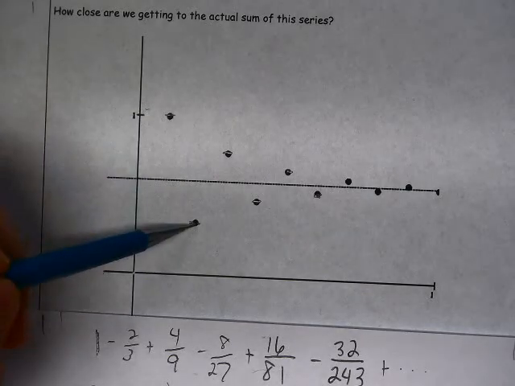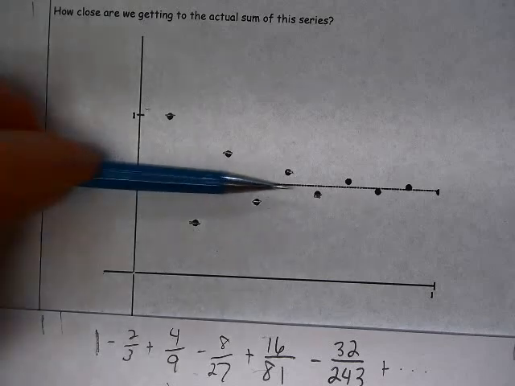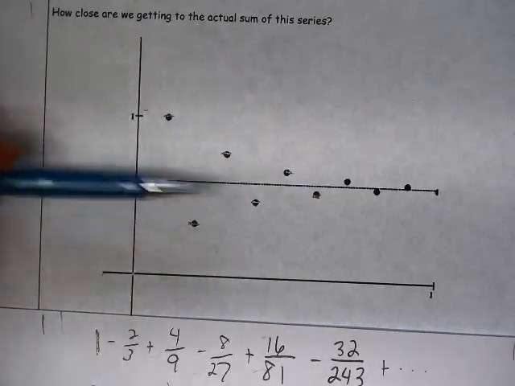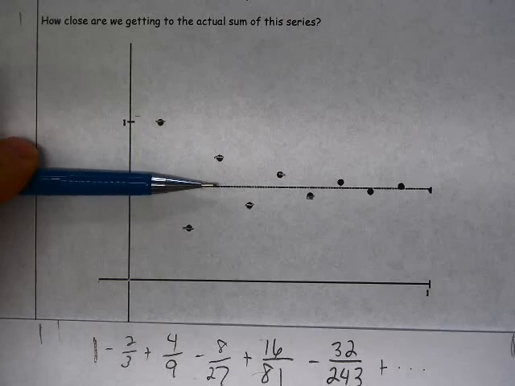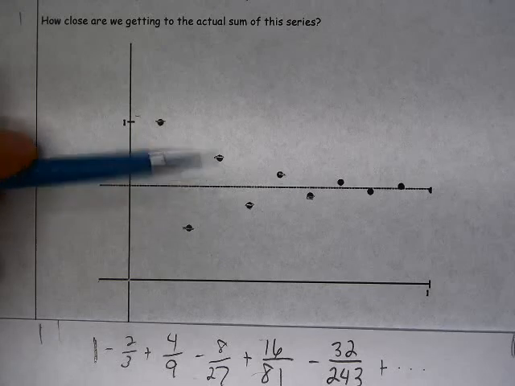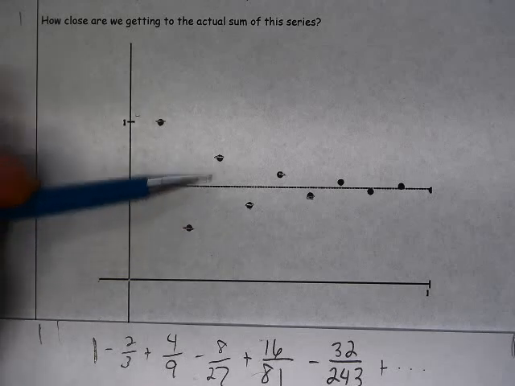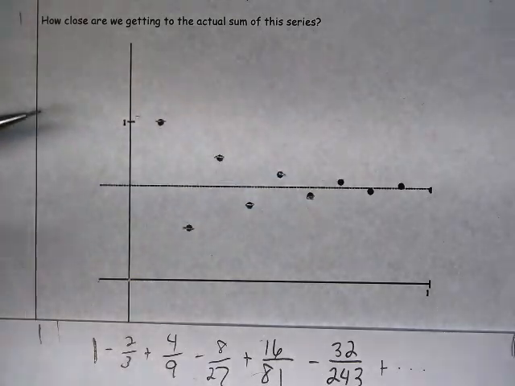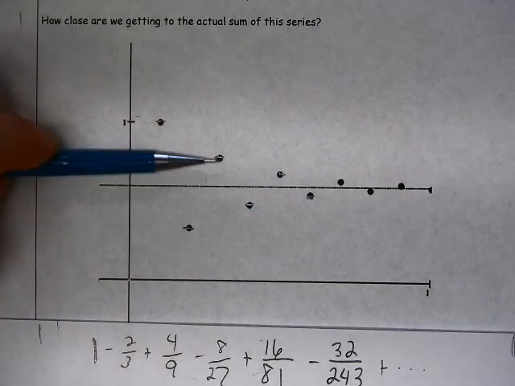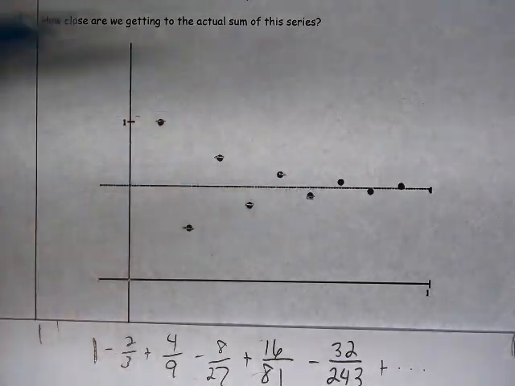and we can see that as we add up these terms, our partial sums bounce above and below what looks to be the actual value that the infinite sum is going to converge to. Each time we subtract a term, we add a term, we subtract a term, we add a term, we get closer and closer and closer, and we're either above, below, above, below the actual infinite sum.